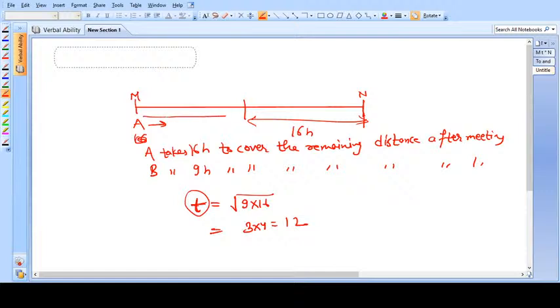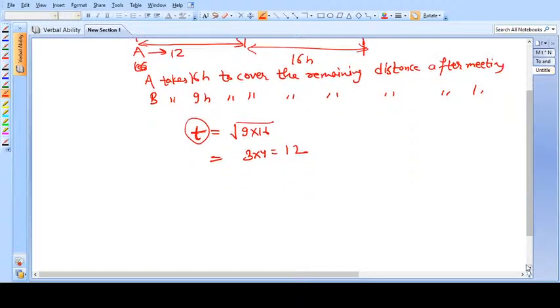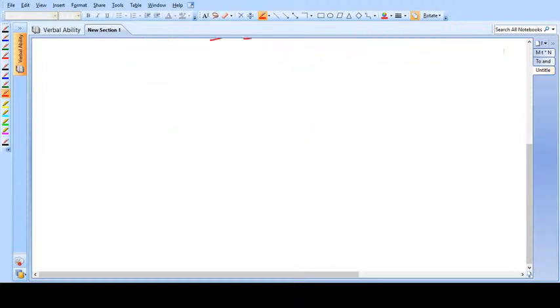So A would take 12 hours from here to here, and B was taking 9 hours from here to here, and B would take 12 hours from here to here. So we can also find the total time here. So this has been covered. Now there is another formula, and we will have a look at that.